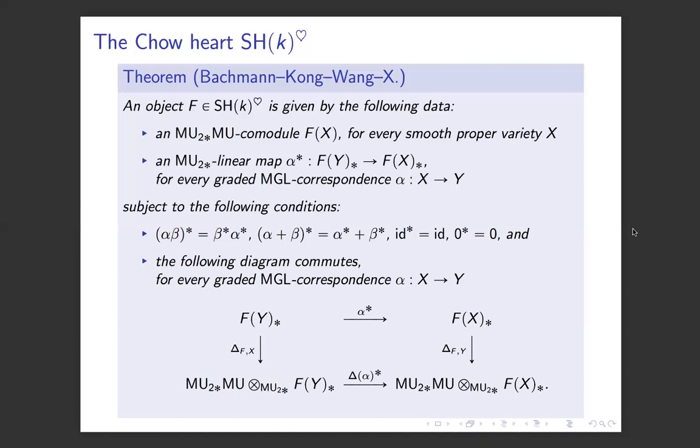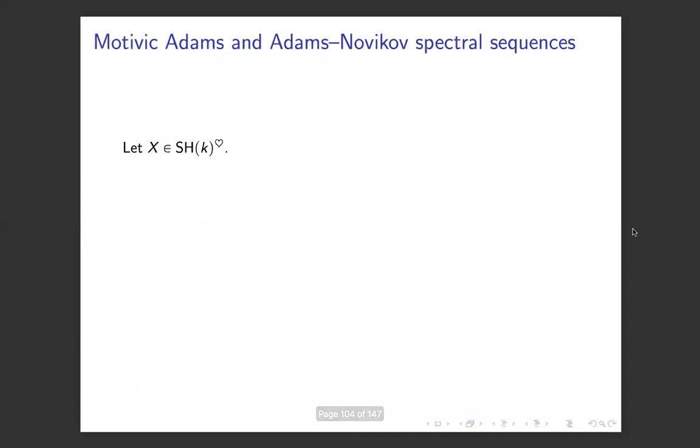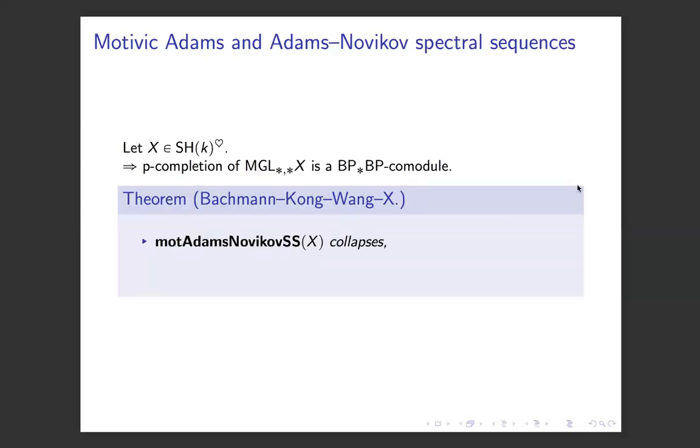So, okay. Next, I'd like to explain that these structural theorems can actually help for computations. If we start with anything in the heart, which doesn't have to be cellular, but in practice, when we run an Adams type computation, we would still like to do a p-completion of sorts. So this will be a comodule over MU star MU. So the p-completion will be a BP star BP comodule. The theorem Bachmann, Cong, Wang, and myself proved is that the motivic Adams-Novikov spectral sequence collapses for anything in the heart.